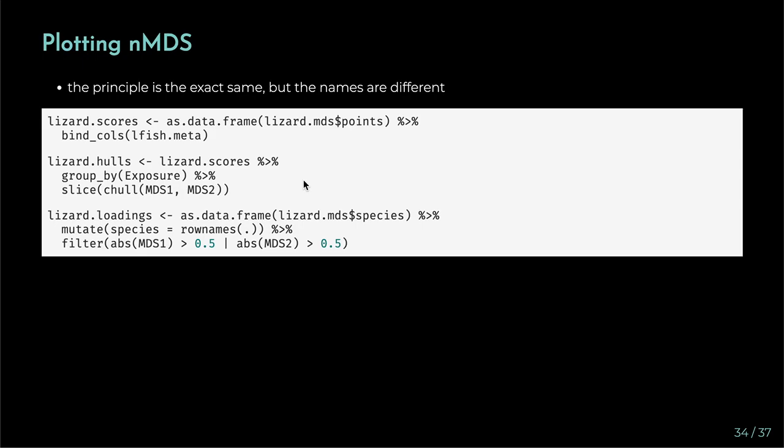Now for plotting the NMDS, the principle is the exact same as it was for the PCA. You just take these different elements that you get out of the MDS and turn them into data frames that you can then work with in ggplot. They're called slightly differently. That's the only thing. So you have points instead of sites, and then the axes are MDS1 and MDS2 instead of PC1 and PC2. Pretty simple.